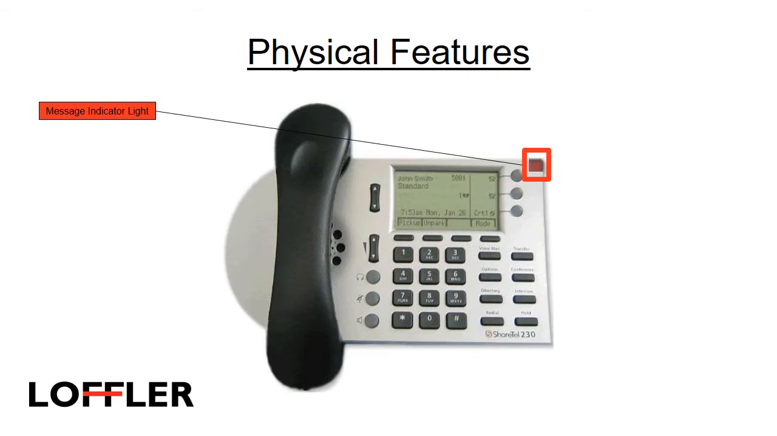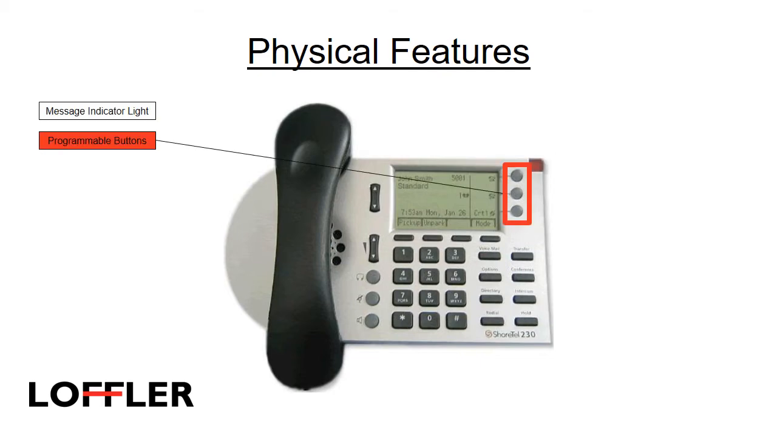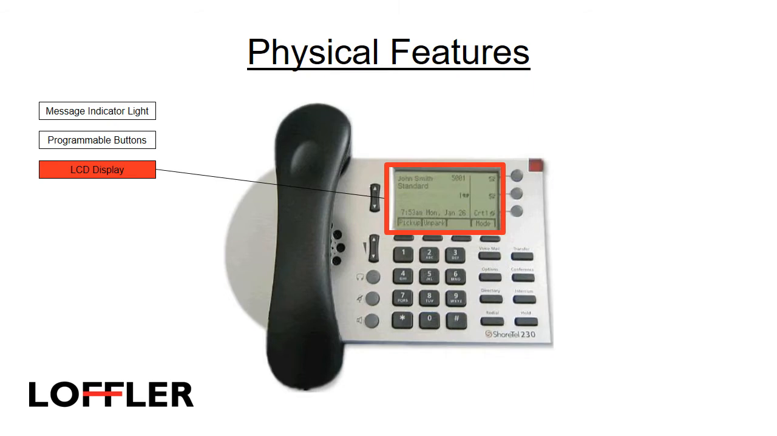We will start by going over the physical features of the phone. The message indicator light blinks red when you have a new message or when you have an incoming call. It will stay solid red when you are on the line. The programmable buttons down the side of the screen can be used for incoming lines, speed dials, or other telephony functions. The LCD display shows your name, extension, the date, and time.